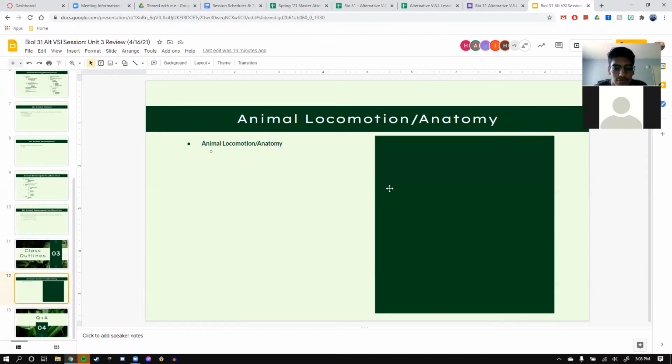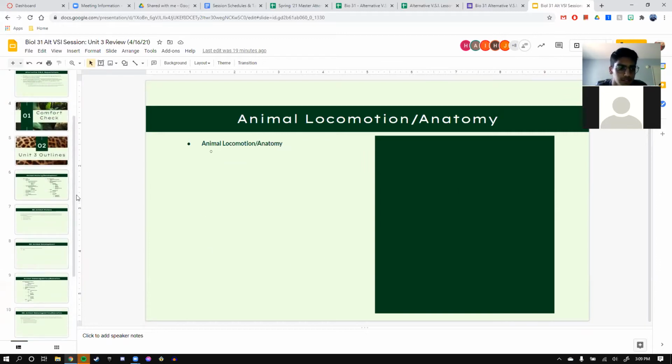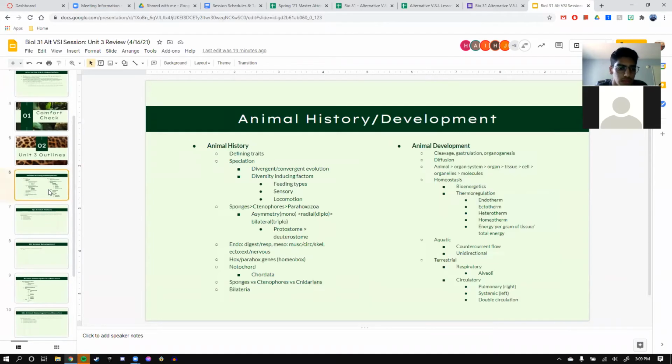And I do have my version of this outline covered up underneath the green. So you'll be able to reference that later if you feel like it. But ultimately, I want us to make our own outline first, and then we can look at that one later on. So without further ado, let's get straight into the first outline, which is talking about animal history.